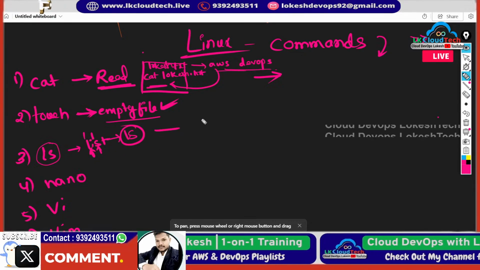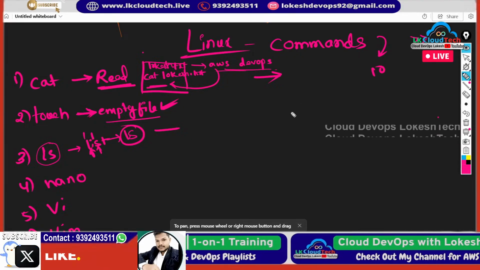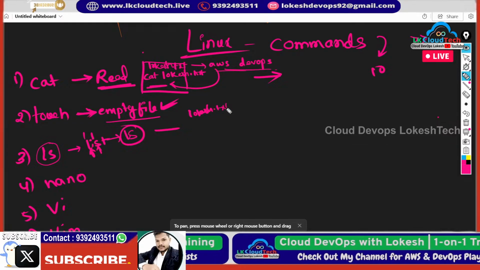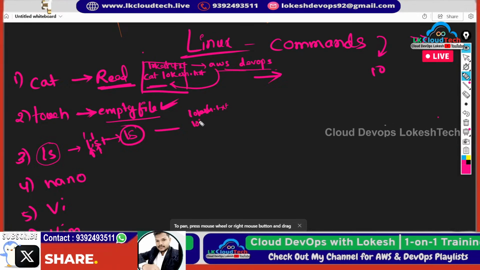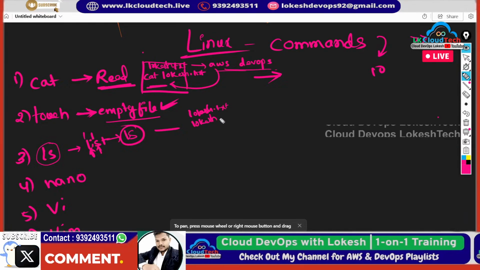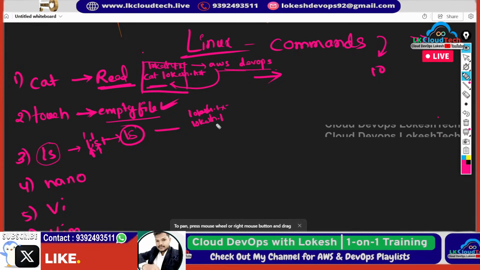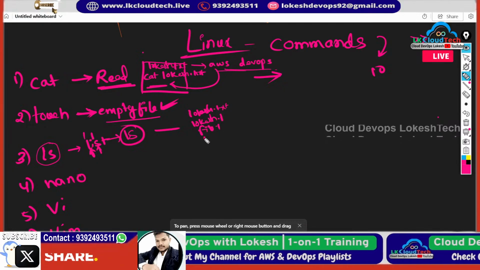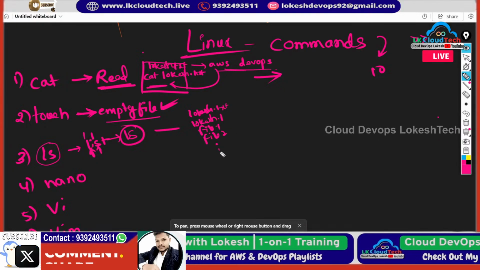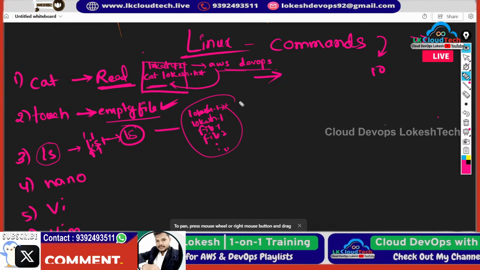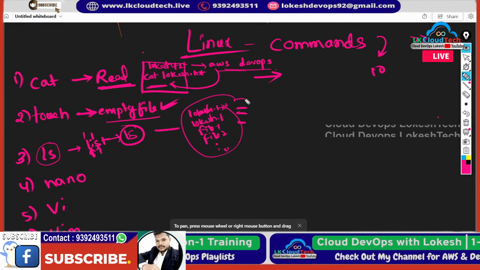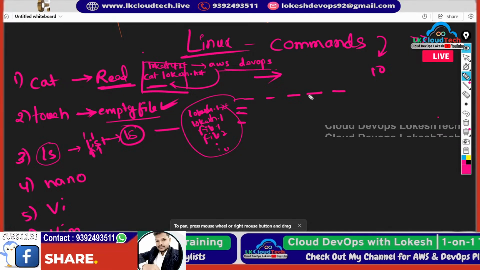For example, I have 10 files, something like lokesh.txt or lokesh dot one, file one, file two, like this. I have 10 files and I want to see them in a vertical way, in a list. It will show like this.